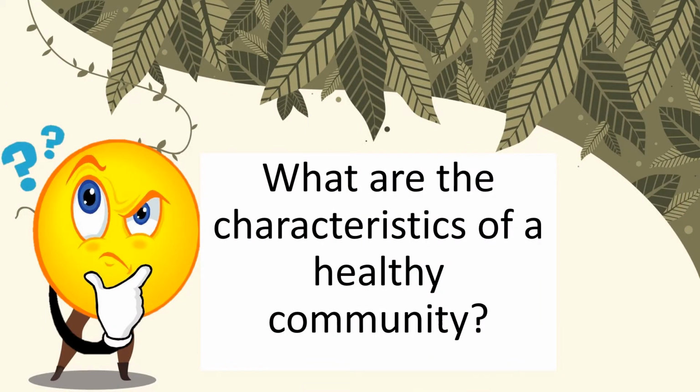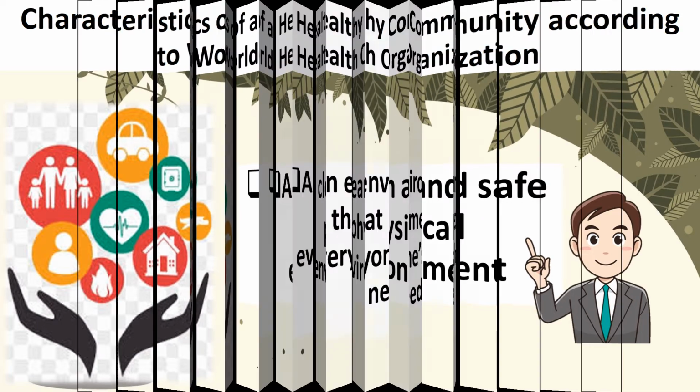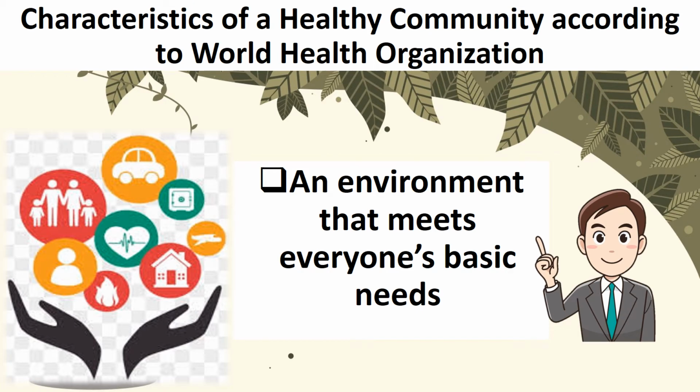What are the characteristics of a healthy community? The first characteristic of a healthy community, according to the World Health Organization, is a clean and safe physical environment. A community is said to be healthy if there is a clean and safe physical environment. Another characteristic is an environment that meets everyone's basic needs. A community is said to be healthy if the people living in that place meet their basic needs such as food, water, shelter, and even healthcare facilities.